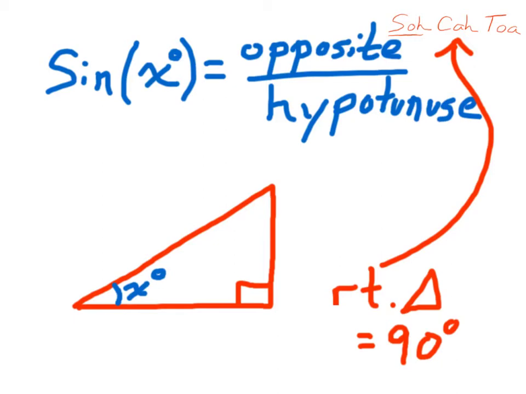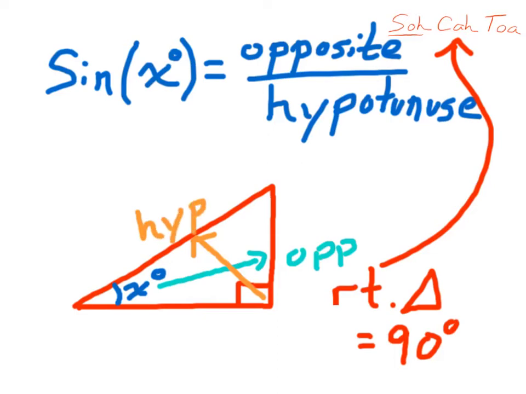If that's your x degrees, then the side opposite the x, meaning we look at the x and we go directly across, that would be the opposite side. Okay? You look at the angle and you go across and you find the opposite side. Now the hypotenuse is you take your 90-degree angle and you go directly across from the 90-degree angle and you have your hypotenuse.